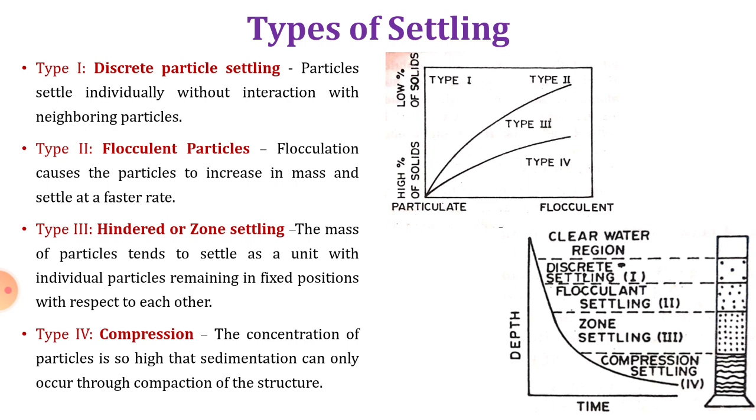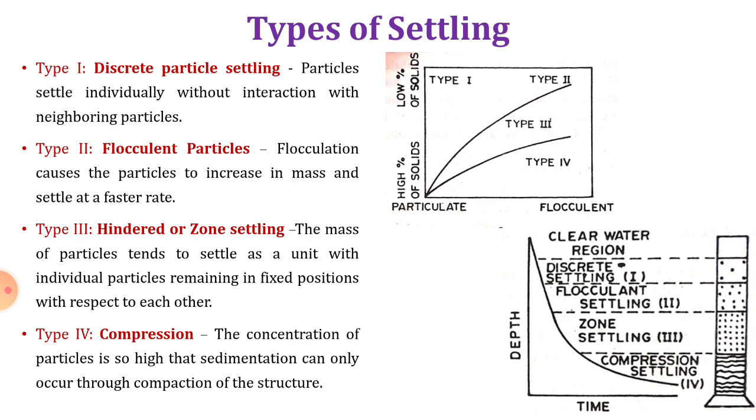Second type, that is the flocculant particle. Flocculation causes the particles to increase in mass and settle at a faster rate. So in this type of settling, flock formation is observed, and as the flock forms due to the interaction and mutual attraction between the particles, the mass increases, and such increased mass settles at a faster rate.